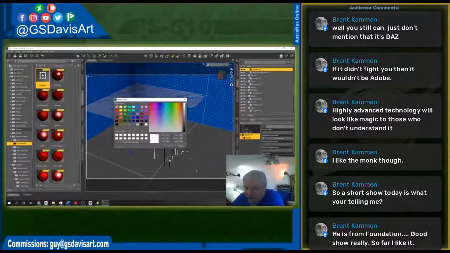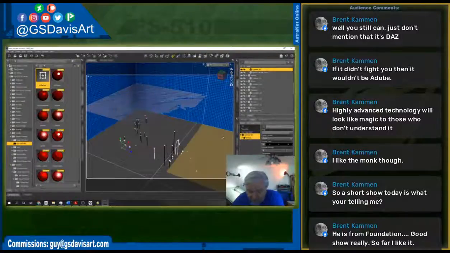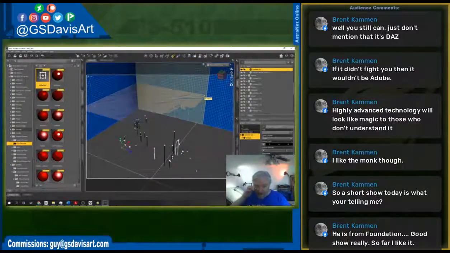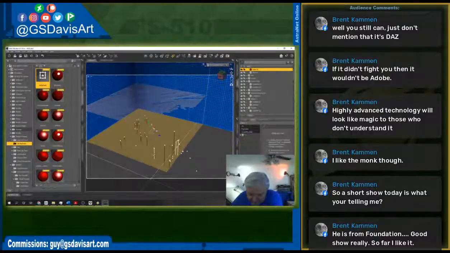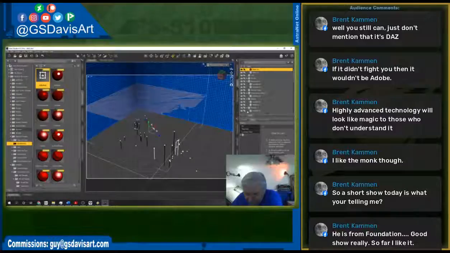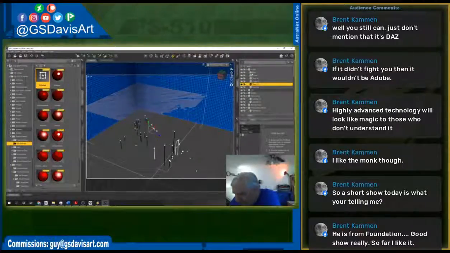The problem is this thing renders a whole lot better and does a whole lot better if it's still in its non-Iray function. But of course, Daz likes their Iray. Wait, was I going black or white? See, now this is why I just need to go back to bed. Okay.